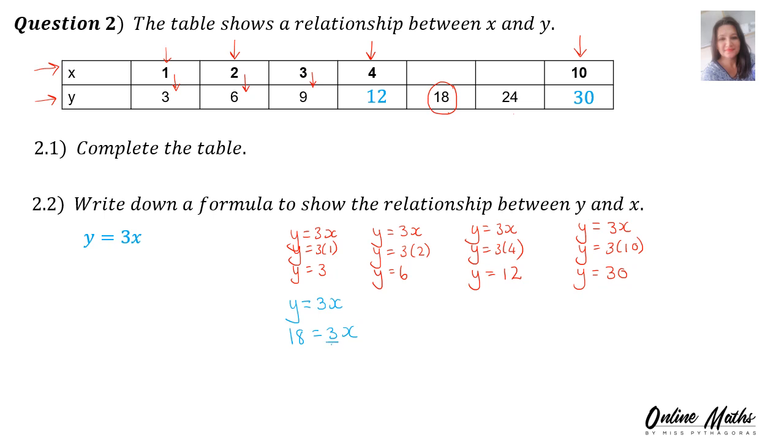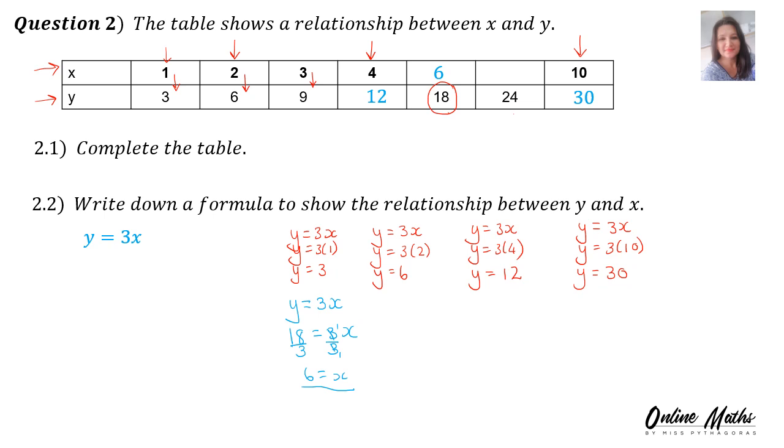Remember, you will get rid of the 3 by dividing both sides by 3. And then on the right hand side, 3 and 3 will cancel. And on the left hand side, you will say 18 divided by 3 is 6. Therefore, and here you can even see it says x, the corresponding x value there at 18 will be 6.